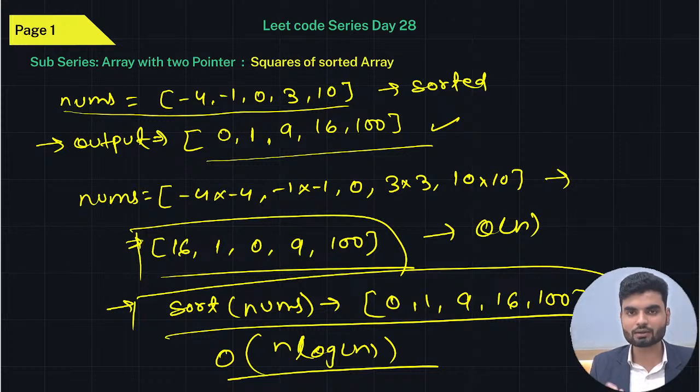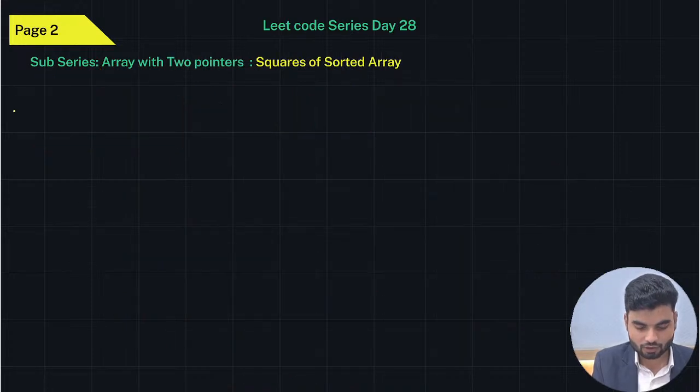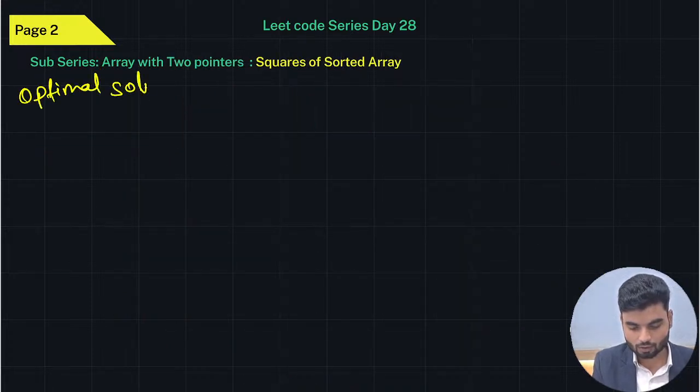Now we understood the brute force. First we multiply each element by itself, then we sort it, and we will have our output. So that can be a brute force. But what is the optimal solution? Look at this.